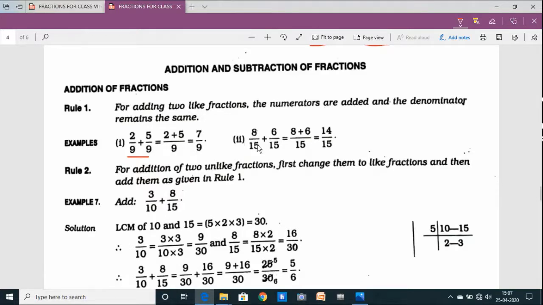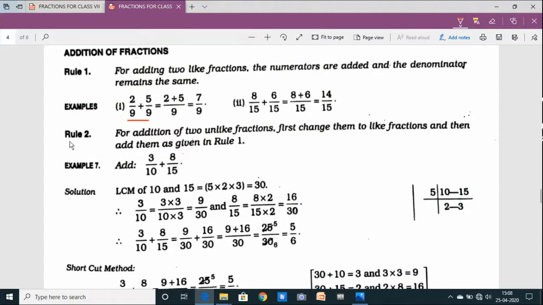Again, in the next question, 8 by 15 plus 6 by 15, 15 is in the place of the denominator, so it becomes the LCM, and 8 plus 6 will be added, and it becomes 14. So the answer is 14 by 15.